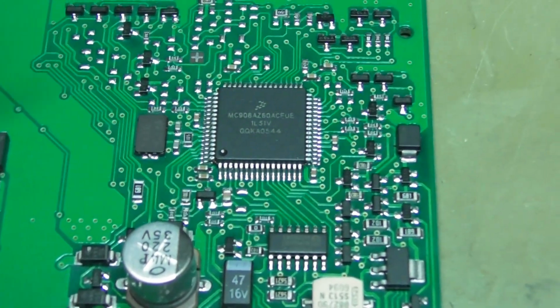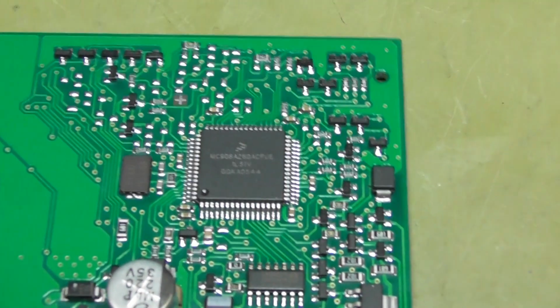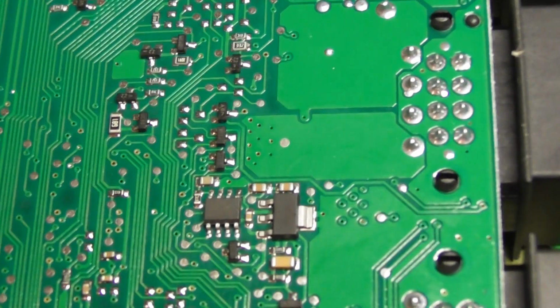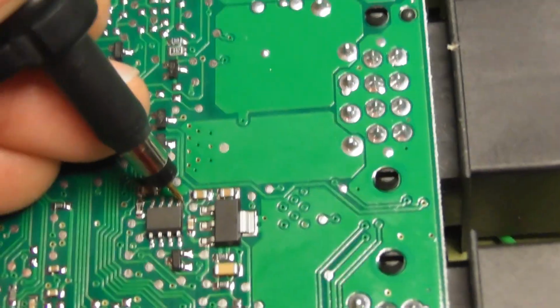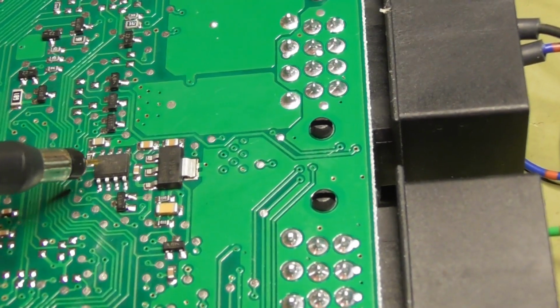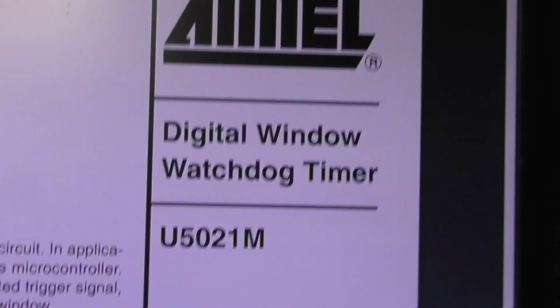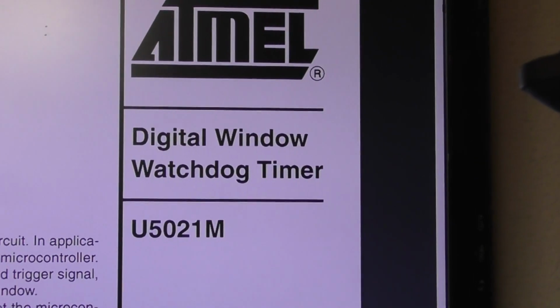Okay, if I trace the route from pin 3, which is the reset of the Motorola, I land on the other side on this chip, pin 5. As you can see, exactly the same. Now, this chip here is causing the reset of the Motorola. I have already opened the datasheet, and it's a watchdog timer. Uh-oh.